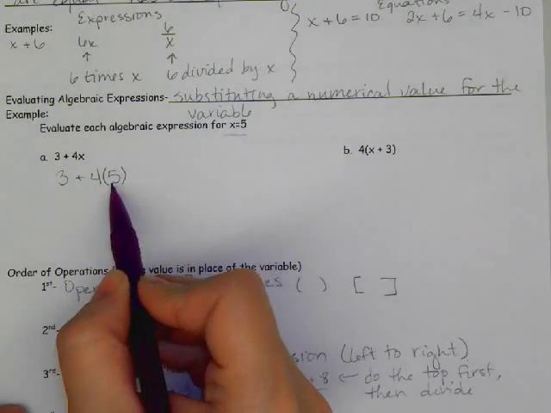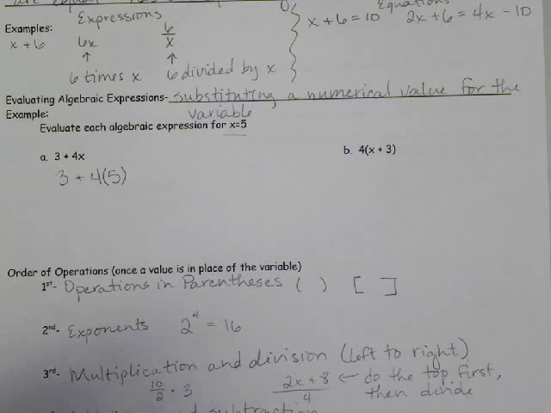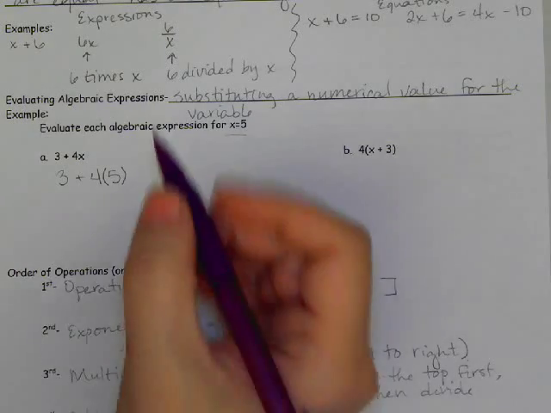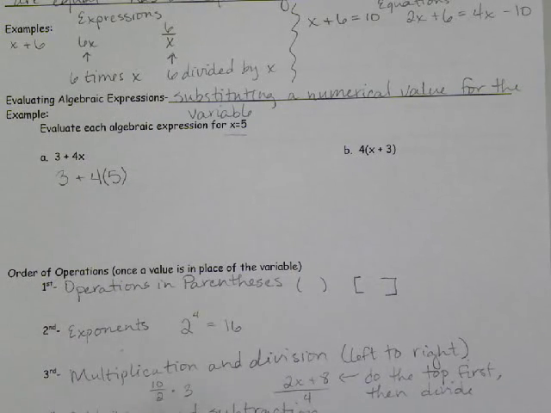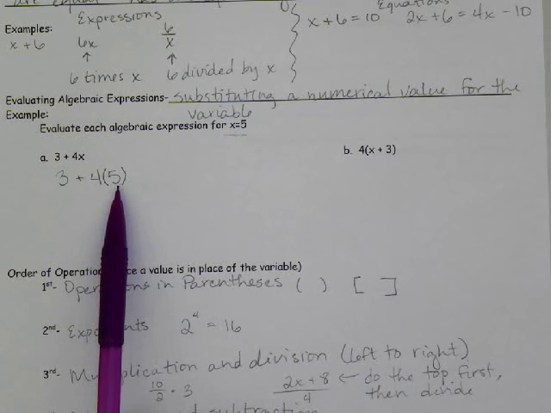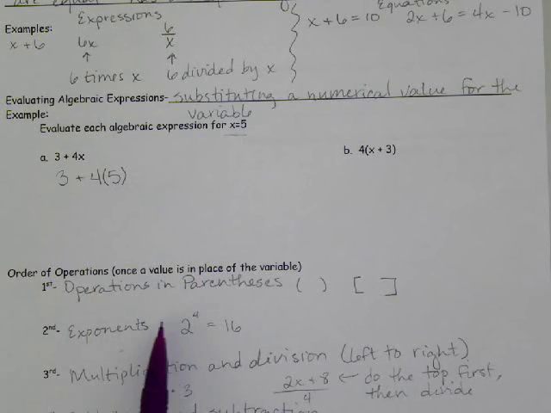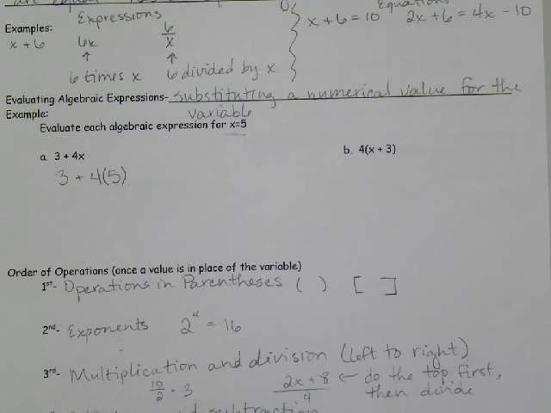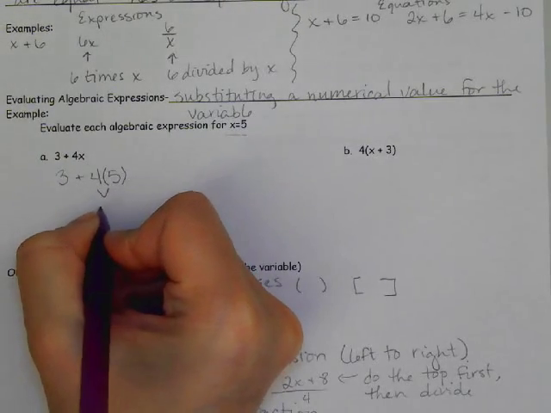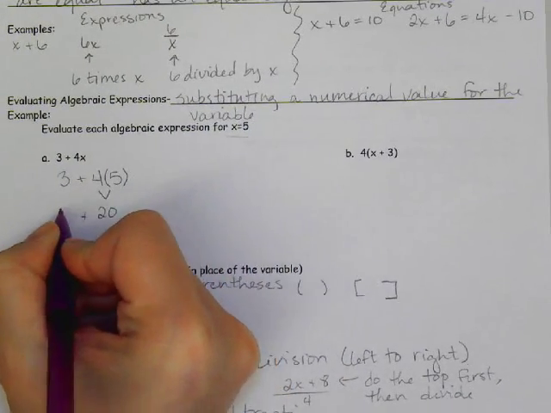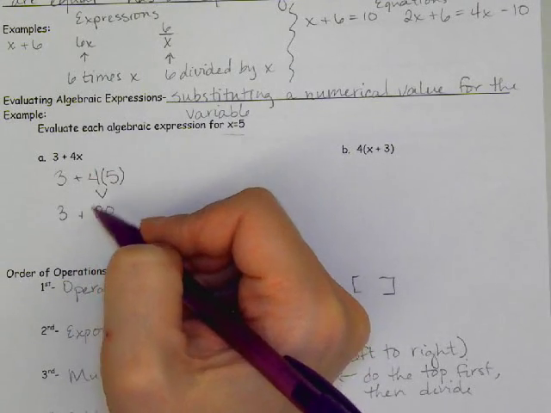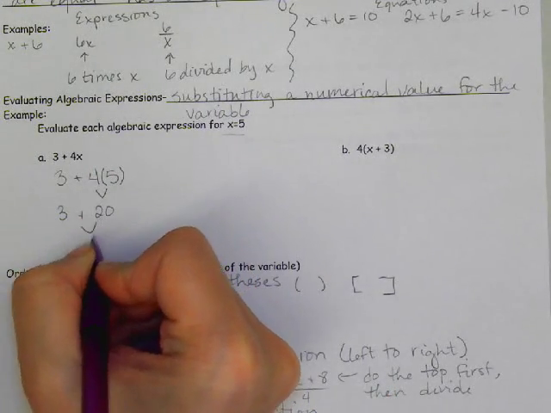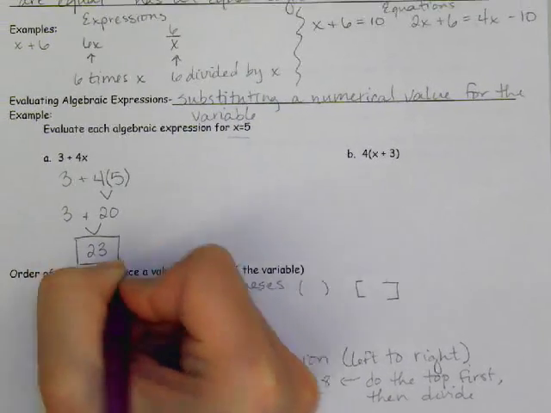Having something right next to a set of parentheses indicates that you are multiplying those two things. According to my order of operations, I don't have anything inside the parentheses other than a 5, so I can't do operations in the parentheses. There are no exponents, so the first thing I'm going to do is multiplication. 4 times 5 is 20. I'm going to drop down anything I don't use. So 3 plus 20 is 23. And that's my answer.